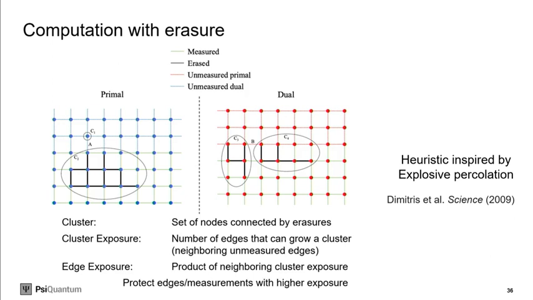That's the simple thing. Why did we choose product? Why didn't we choose the sum? We actually, again, from explosive percolation theory, they found that product is better than sum. It worked better for us as well. That's why we use product.